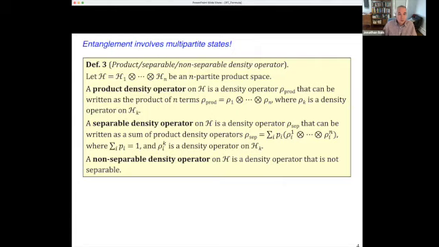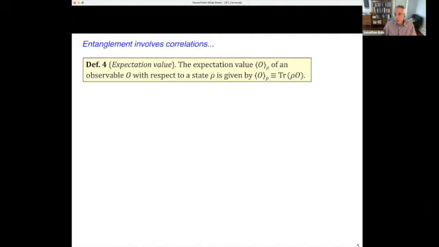So in addition to multipartite states, entanglement also involves correlations. So towards defining the notion of a correlation between observables with respect to a density operator state, let's recall the definition of the expectation value of an observable with respect to a density operator state. And that's defined to be the trace of the product of the density operator with the operator that represents the observable.